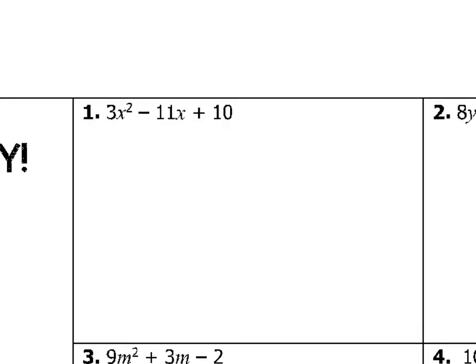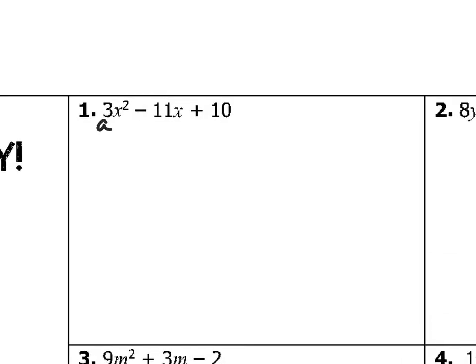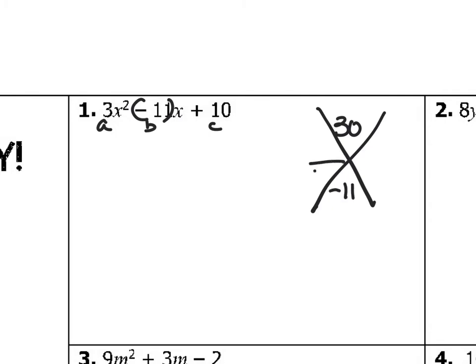Okay, let's try this one. So this is A, B, C. Remember that's negative 11. So do our x. 3 times 10 is 30, and then negative 11 at the bottom. And we're dividing, in this case, by A, which is 3.